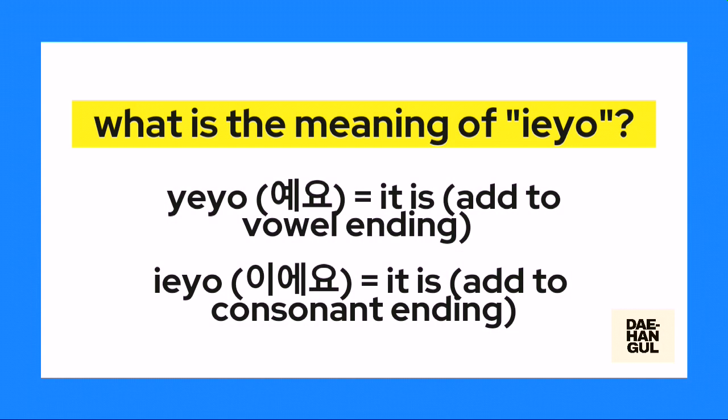What is the meaning of 이에요? It means it is. If the noun has a vowel ending, we'll be adding 이에요. But if the noun has a consonant ending, we'll be adding 이에요.